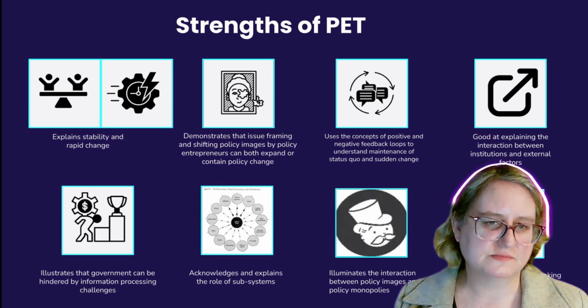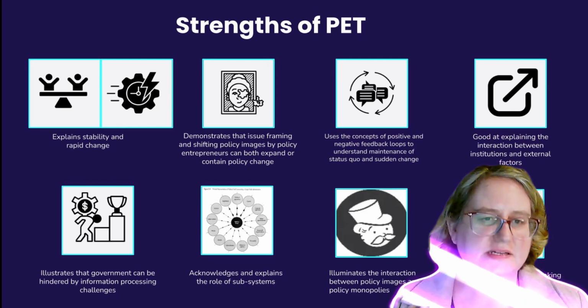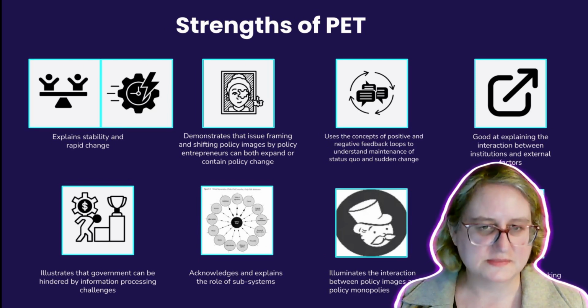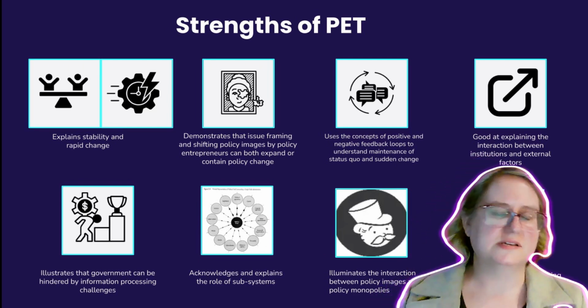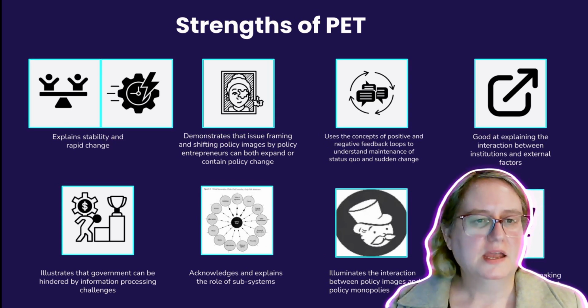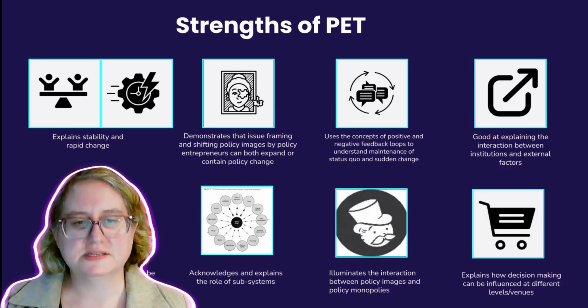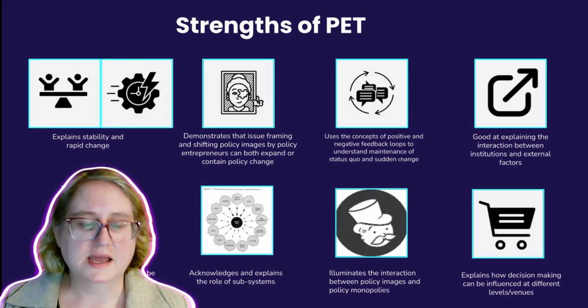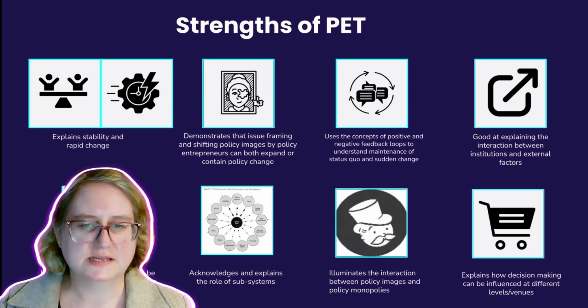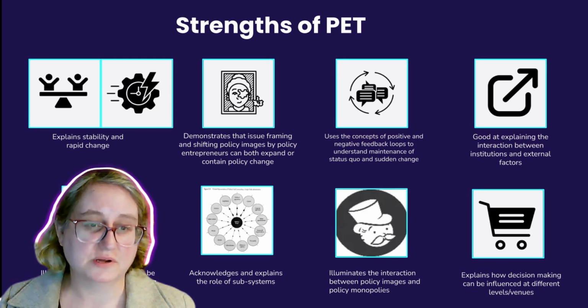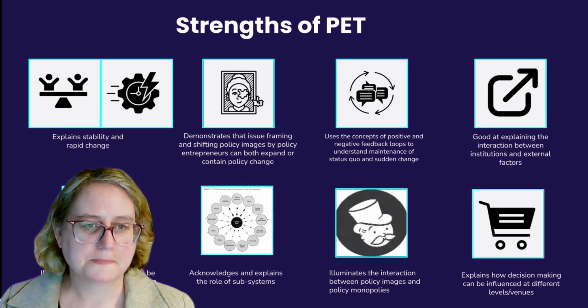It acknowledges and explains the role of subsystems. So PET is useful in foregrounding the role of subsystems in assisting governments to deal with these issues in parallel. It also illuminates the interaction between policy images and policy monopolies, and explains how policy monopolies can contain change and maintain the status quo by controlling the policy image.